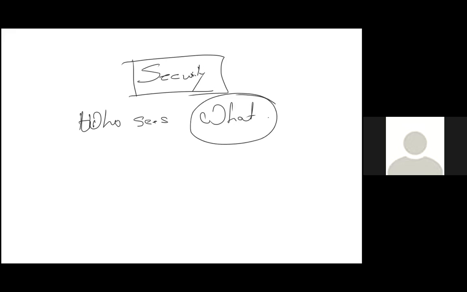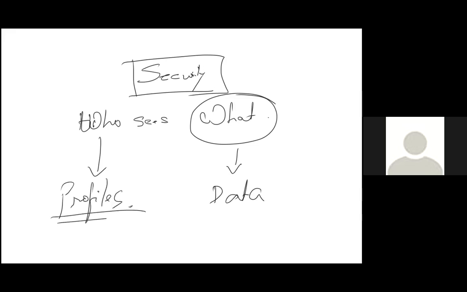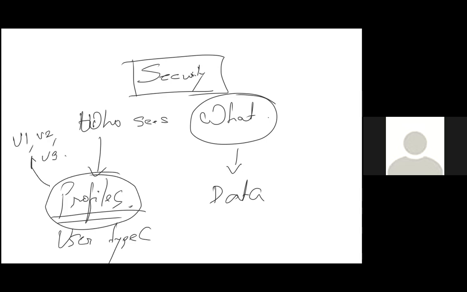What means data. Who means profiles. User types are profiles, right? What is profiles? Profiles are user types. The same profile can be given to multiple users. Profile is a collection of permissions.